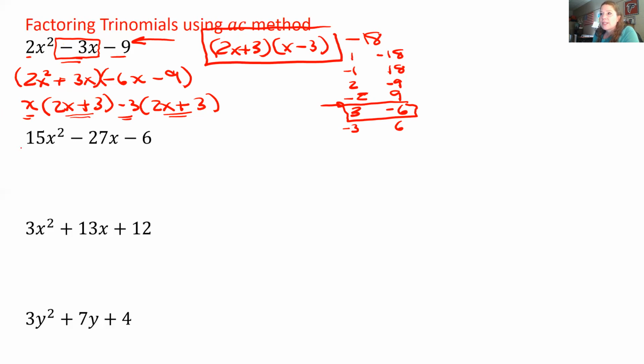All right, so then let's look at the next one. Just like last week, the first thing you want to know is, do all three of these terms have something in common? So here we do have a 3. I can divide them all by 3. So 15x squared divided by 3 is 5x squared. -27 divided by 3 is -9x, and minus 2. Okay, so 3 is going to be part of our final answer, but for now I'm going to ignore it, and I'm going to do the AC method. So I'm multiplying 5 times -2.